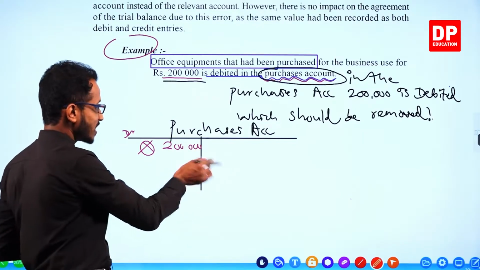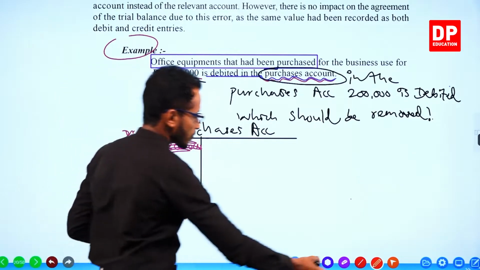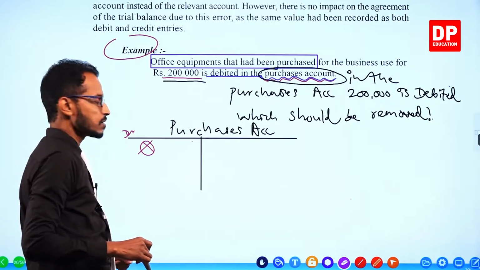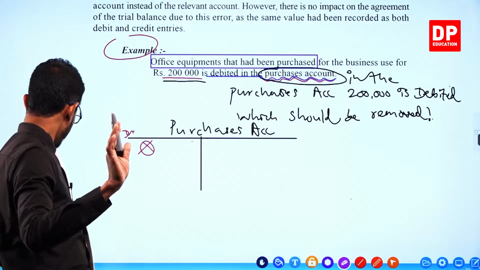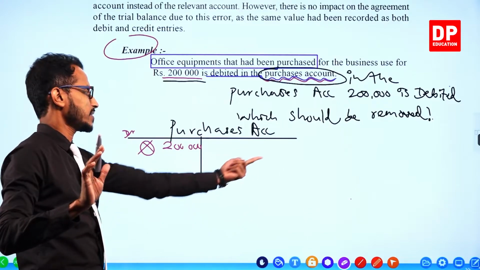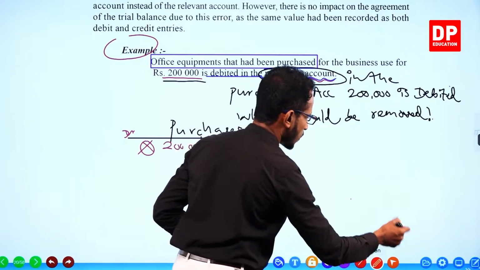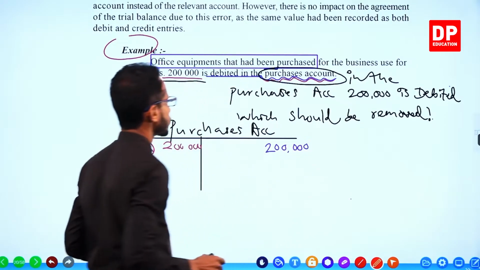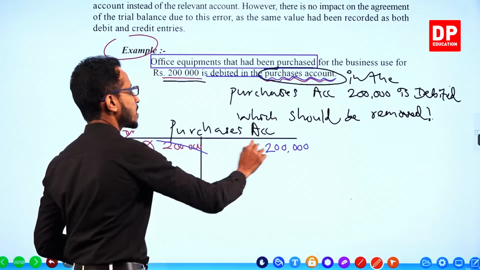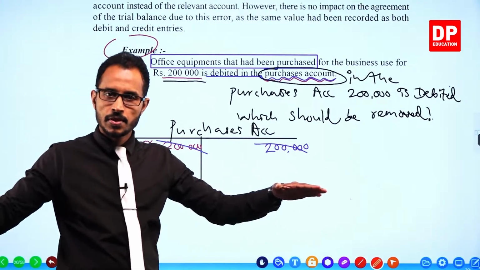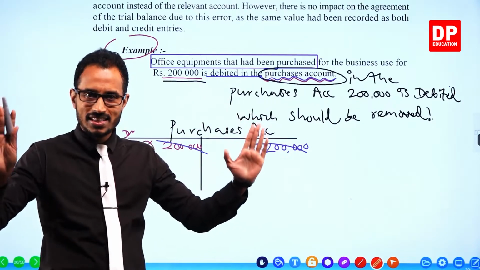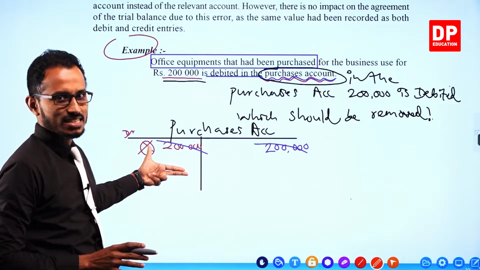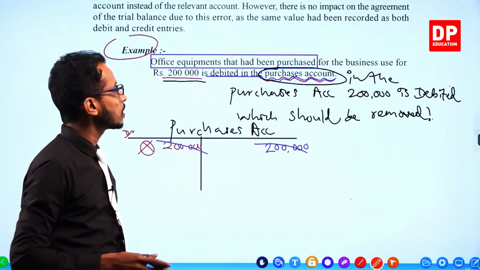So we can't erase it. We can't cut it off. We can't use correction fluid and erasers. What should we do? We should credit this 200,000. Then it will be cut off. It will be removed automatically when we credit. That is what we are going to do to correct this error and to take out this unnecessary 200,000, which is in the purchases account. We credit the purchase account.